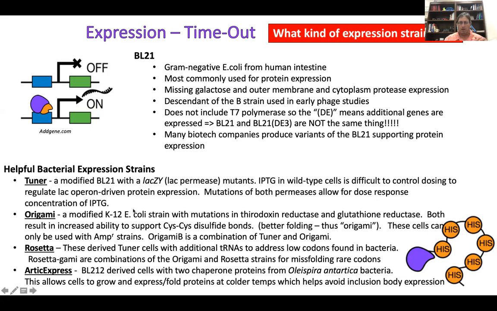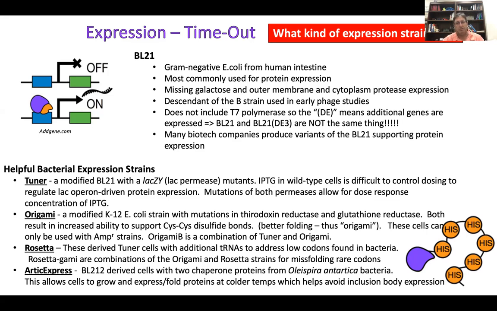And so in other words, if you want to maybe slow down the expression of your protein, because we'll learn about inclusion bodies later on, maybe you want to try the tuner so you can get a slower response and then add some more later on and do all sorts of tricks with how much IPTG you use to induce this.